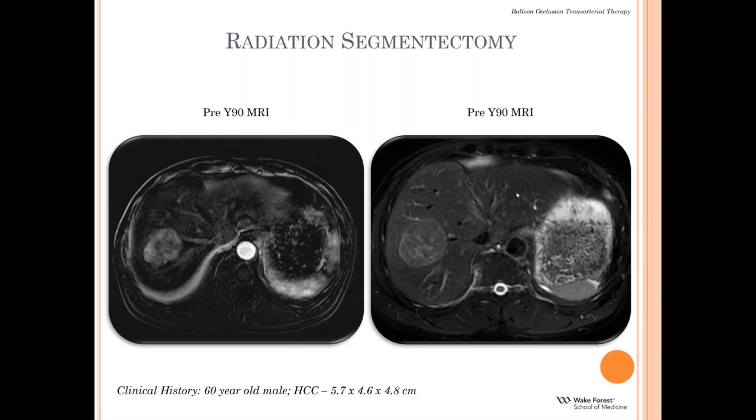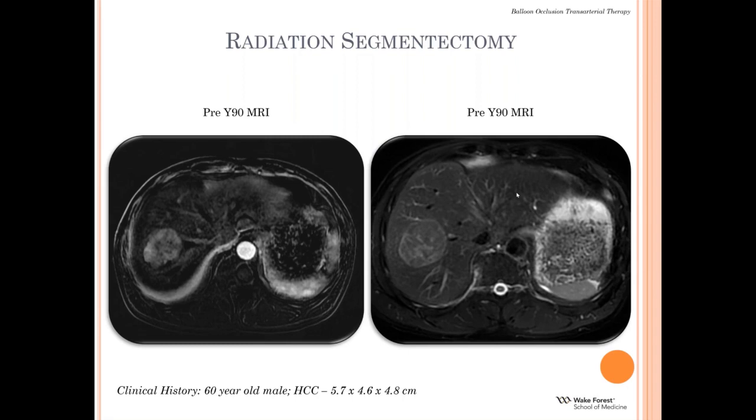So this is a classic patient that we'll see for radiation segmentectomy. This is a 60-year-old male that has about a 6-centimeter HCC located in the right lobe of the liver. So this tumor is too big for transplant. It's beyond Milan criteria. This patient wasn't a good surgical candidate, and it's too big for ablation in general. And so when this patient was referred to IR for liver-directed therapy, we took a look at it and decided that we could probably treat this with curative intent utilizing radiation segmentectomy.